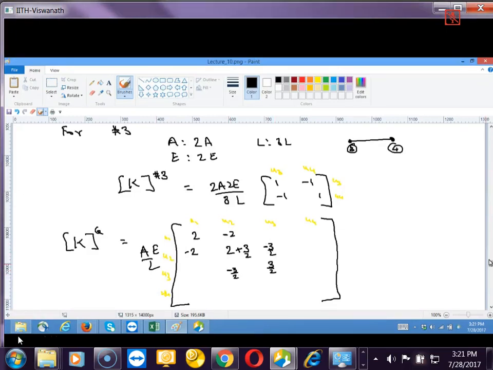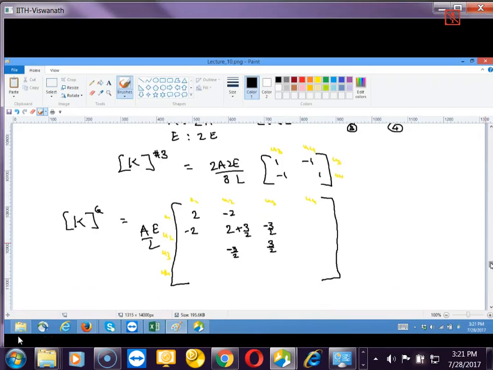Okay, now let's see 3 and 4. Here 3 and 4 is 2 into 2, 4 by 3. So this is 4 by 3, minus 4 by 3, minus 4 by 3 and 4 by 3. So this comes as 3, and the contribution coming from the third element is plus 4 by 3, minus 4 by 3, minus 4 by 3 and plus 4 by 3. This is what is called assembly. Now I'm done with the assembly. All the remaining terms are zeros.